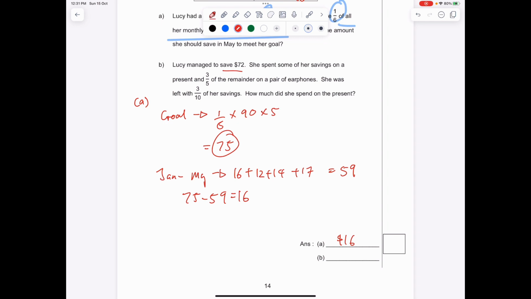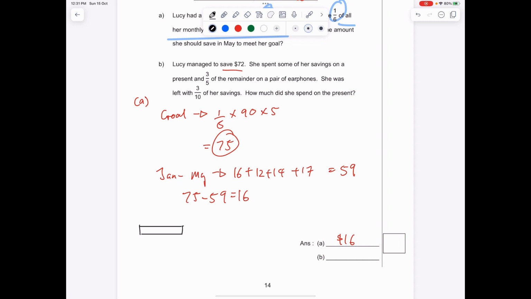So to do that, we can use a model to help us. So we know that she spent a certain amount on the present, right? We don't know how much. Okay, and then she said that she spent 3/5 of the remainder. So there's some money remaining. Out of this remaining, we have to divide it into 5 parts because she said 3/5. So 3 units was spent on earphones.